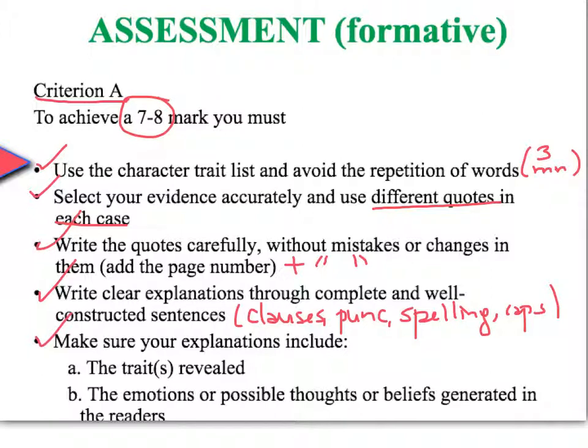Make sure your explanations include the traits revealed, as well as the emotions or possible thoughts or beliefs generated in the readers. This corresponds to the example I showed you. So according to the way Petruchio speaks, what can you say about him in terms of his personality, the way he thinks, the way he feels, what he believes? What are your beliefs about that character?